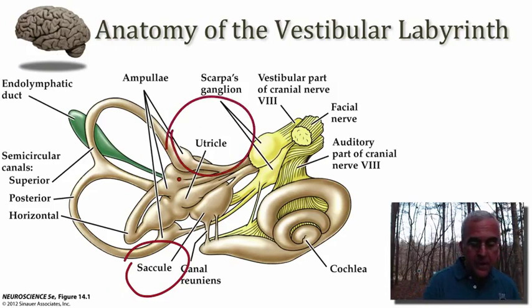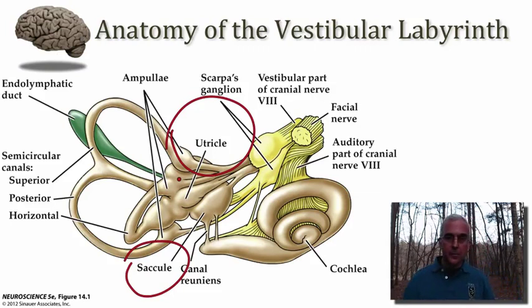In the same way, the macula of the utricle is arranged to be sensitive to motions in the horizontal plane. So linear accelerations forward or to the side, as well as head tilt and hold to one side or the other, is going to activate the utricle macula more so than the sacculus.